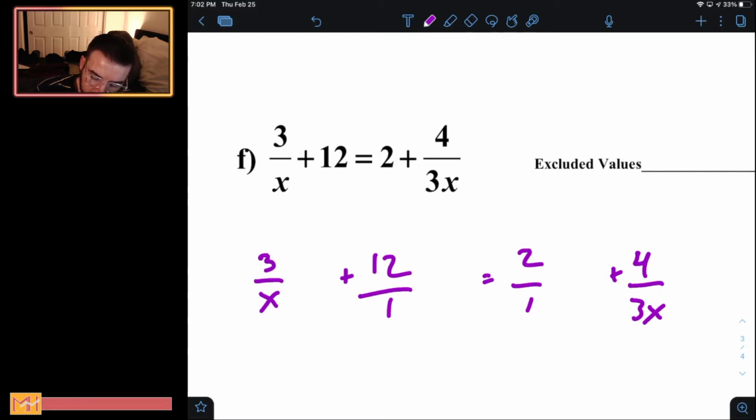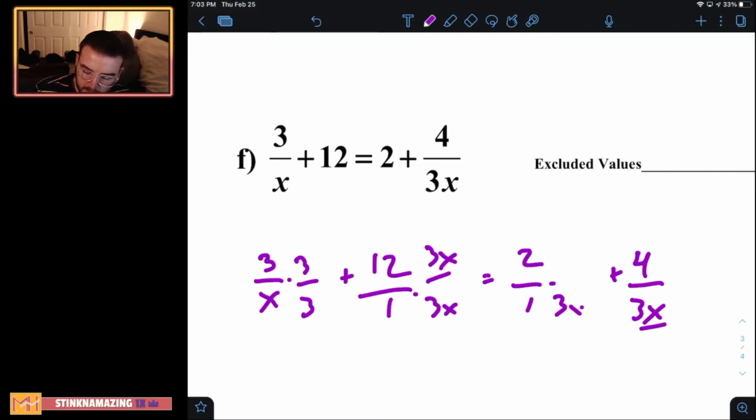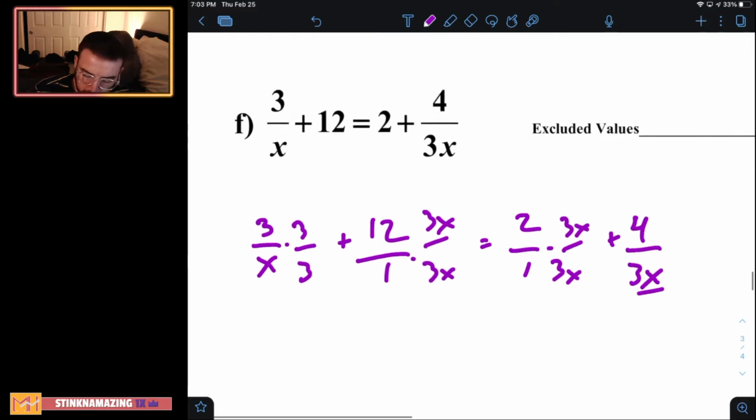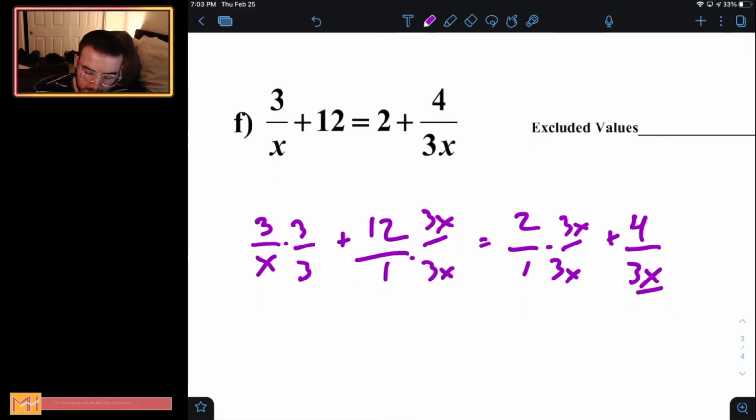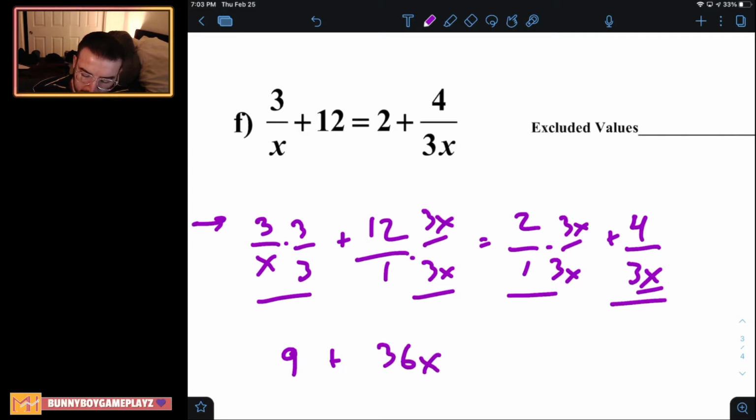This has an x already, so does this one, but it's missing the 3. And then therefore this is missing both, right? And now we'll have 3 x's across the board. So we just focus on the numerator at that point. 9 plus 36x equals 6x plus 4.